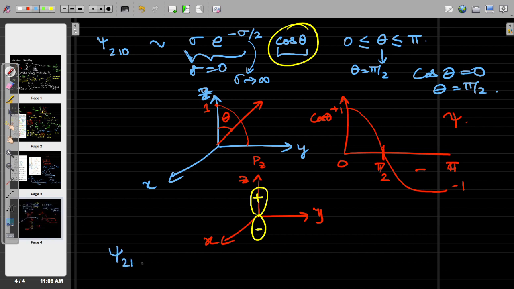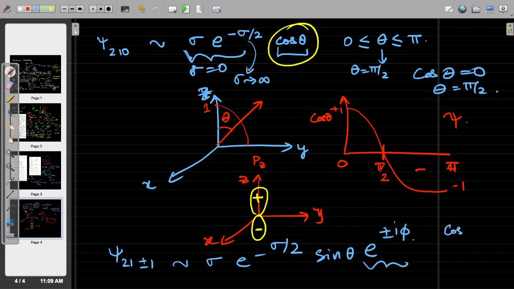Psi 2, 1, plus minus 1 is also going to have the same radial dependence. We have already discussed this part. And of course, you have a sine theta times e power plus minus i phi, which is cos phi plus minus i sine phi. So you have two components, the theta that could go to 0 or the phi component that could go to 0. Between the same limits of 0 to pi, you realize at 0 and at pi, sine theta goes to 0, and at pi by 2, it's the maximum.